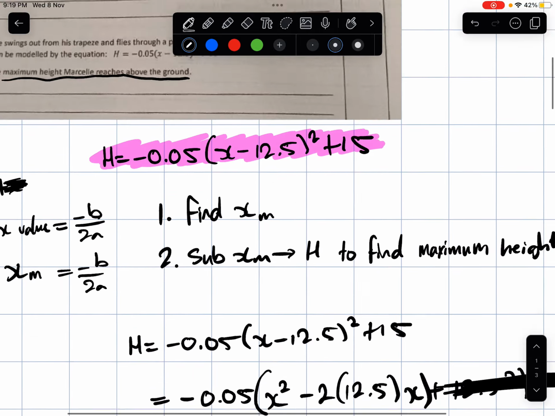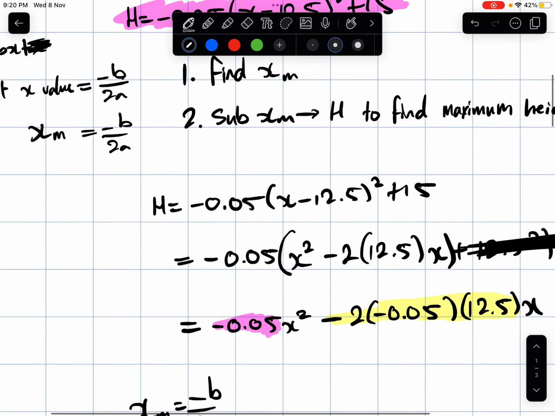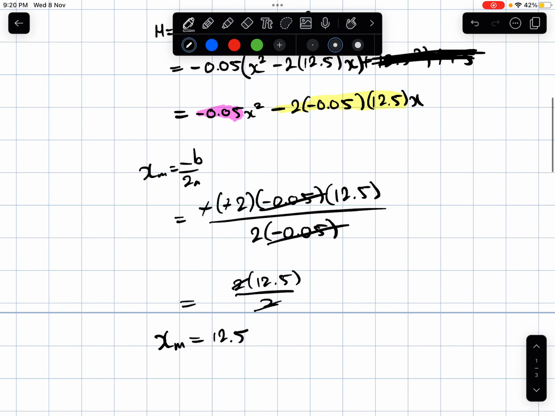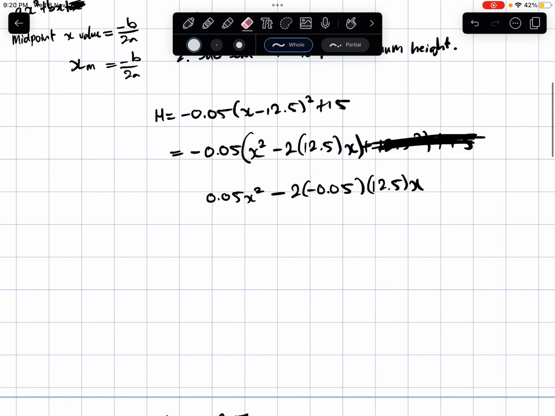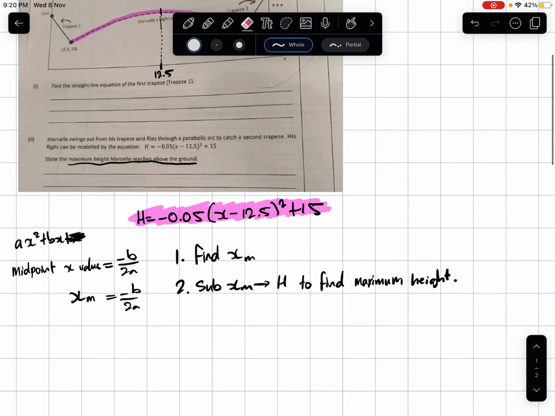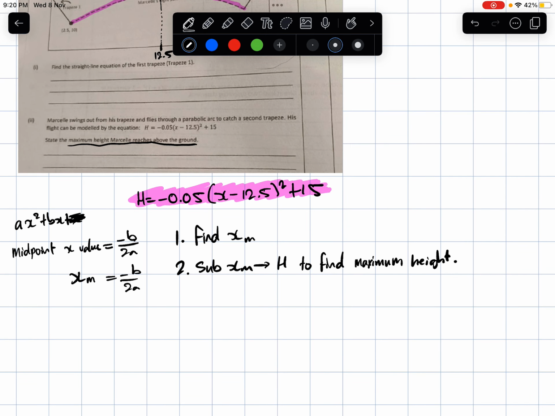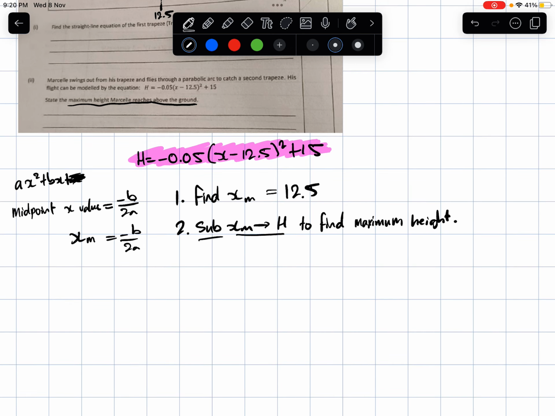So what this is basically saying is up here, if we do a dotted line down to here, this will be at x equals 12.5, the maximum height. Now, taking that information, I'm just going to erase this working out. Our first step is finished. Point xm we know equals 12.5. Our second step is sub xm into h.